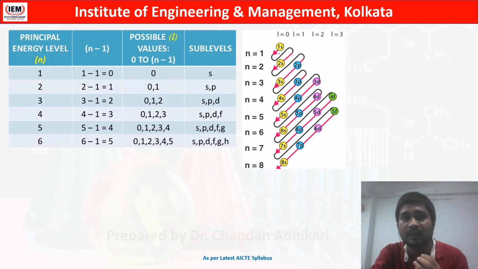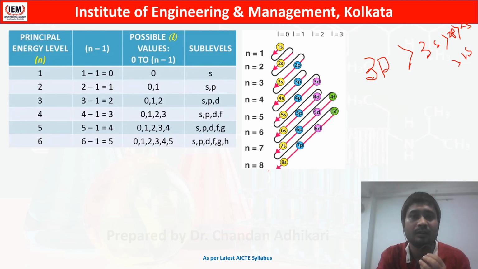So the energy sequence is like that: 1s, 2s, 2p, 3s, 3p, 4s, 3d, 4p, 5s, 4d, 5p, 6s, 4f, 5d, 6p, 7s, 5f, 6d, 7p, 8s. So this way energy increases. If I ask, for example, 3p, it has more energy than 3s, which has more energy than 2p, which has more energy than 2s, which has more energy than 1s, like that. So definitely, for the same n value, a higher l value means higher energy.